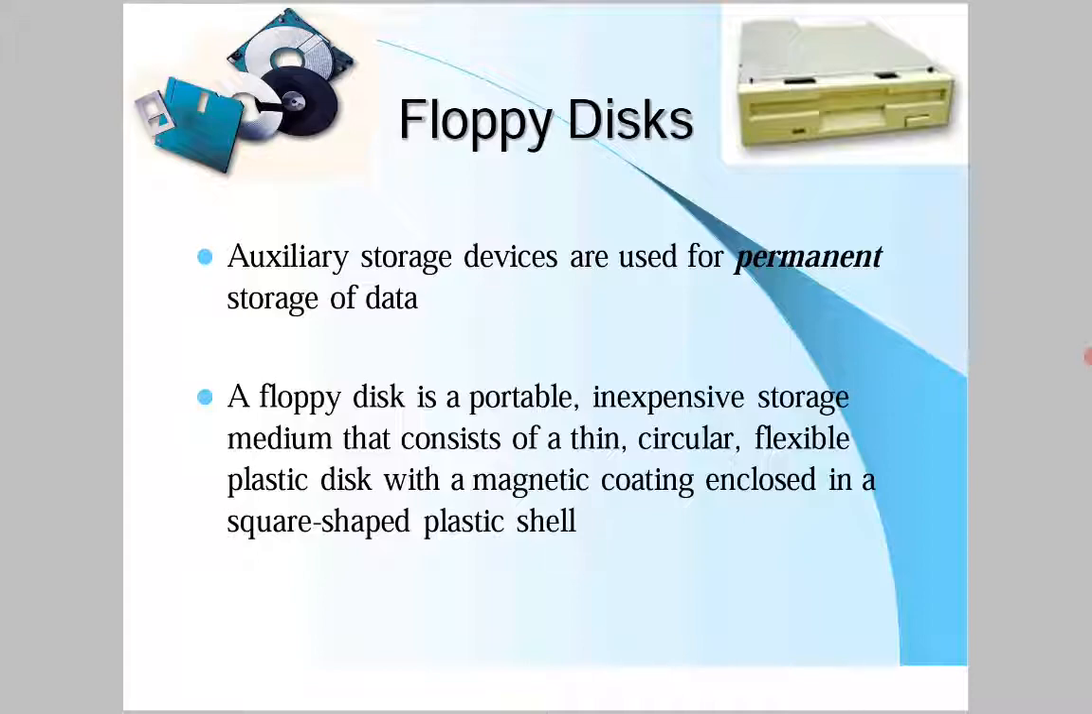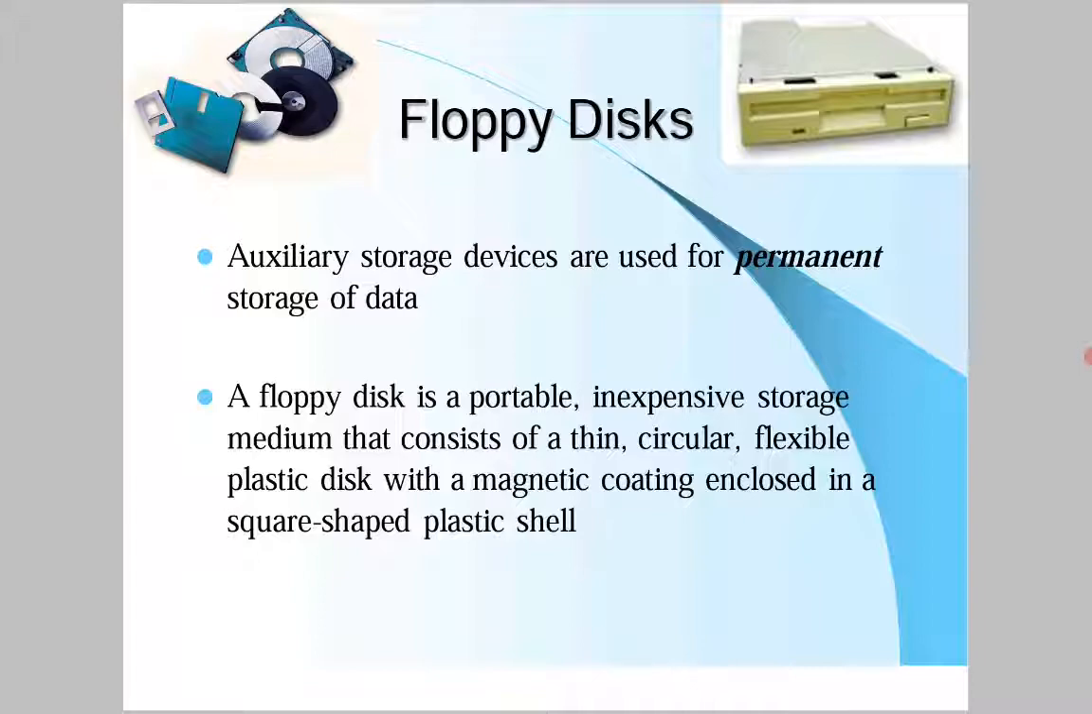Generally, in the olden days we used floppy drives and floppy disks. A floppy disk is a magnetic media, about the size of a postcard, and a floppy drive is a device used to hold and read the data or information from the floppy disks. So floppy disks and floppy drives are two components. Auxiliary storage devices are used for permanent storage of data.